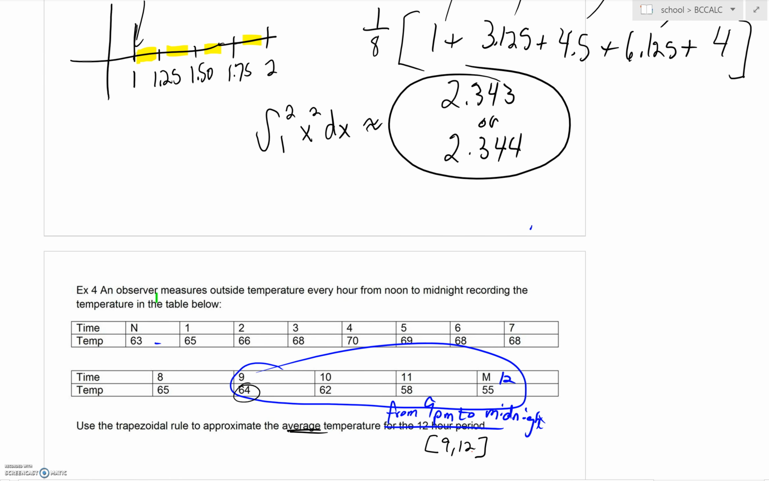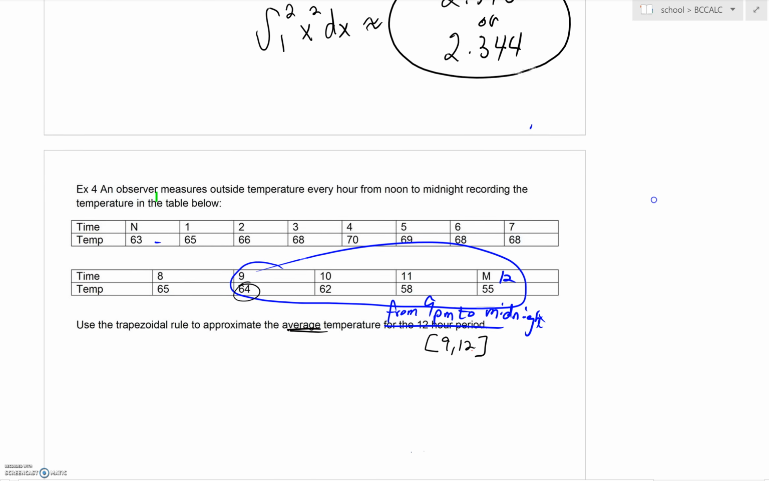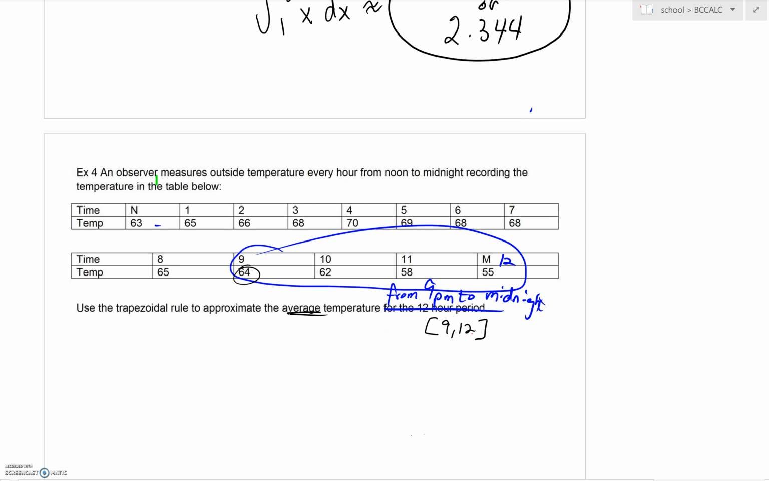Let's take a look at this tabular problem. And we're going to change some things up. Rather than have such an extensive table, let's only go from the 9 here up to 12. And this is data that an observer makes measuring outside temperatures every hour from 9 p.m., 9 at night, to midnight. So at 9, we've got 64, and we can assume this is degrees Fahrenheit.